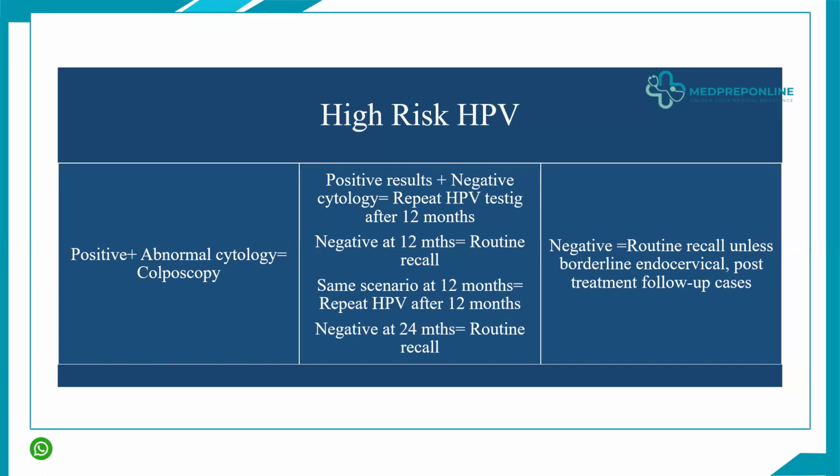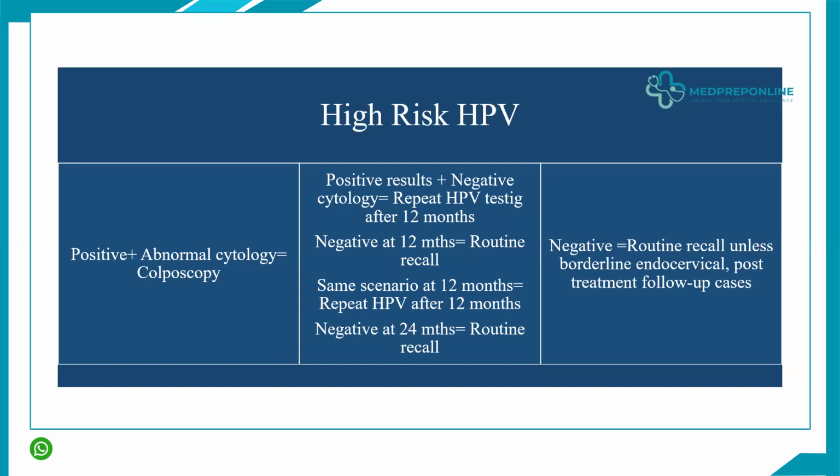Now, if you have a positive high-risk HPV result, so you have one positive, but you have a negative cytology, that means you've done a pap smear, but the pap smear is negative, but still your high-risk HPV has come out to be positive. So what you'll do is repeat the high-risk HPV testing after 12 months. Why do we do this? Because the normal immune system of the body has the capacity to eliminate the HPV virus. So you give 12 months time to the body's immune system to kick out the virus so that the epithelium regenerates and goes back to normal. So again, you'll repeat the HPV test at 12 months, right?